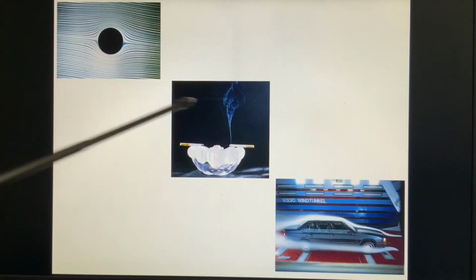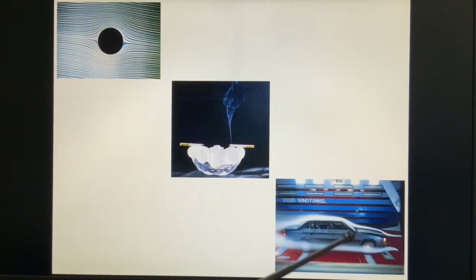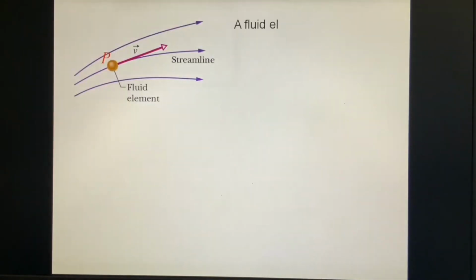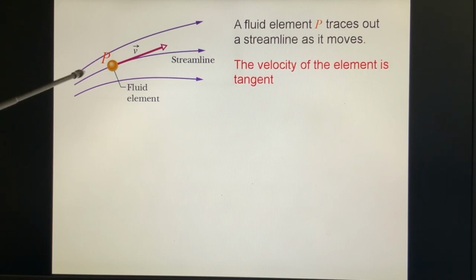So many examples like this: smoke, cigarettes, the car, intestine, and so on. A fluid element P traces out a streamline as it moves. This is a streamline. This is a flow element. The velocity of the element is tangent to the streamline at any point.